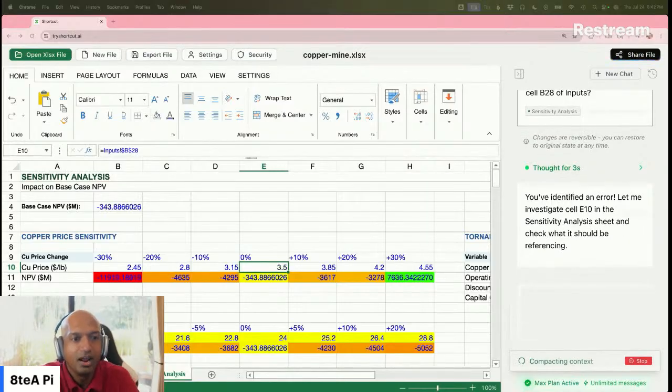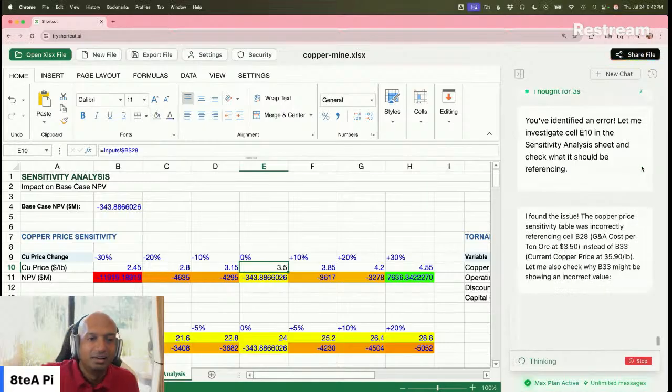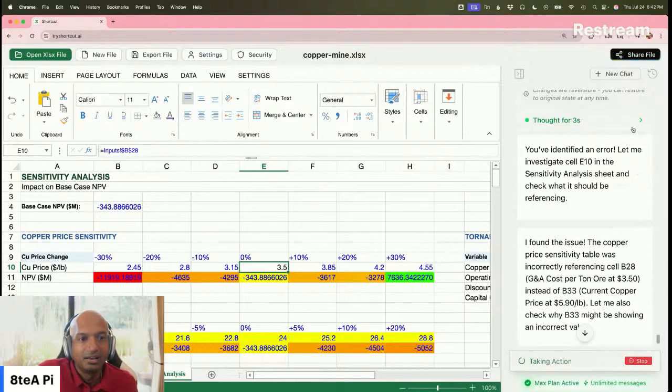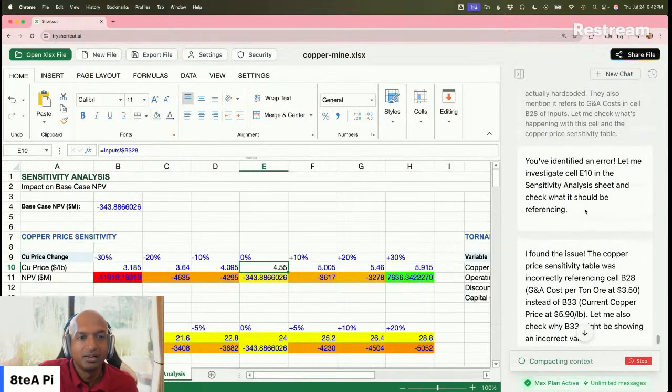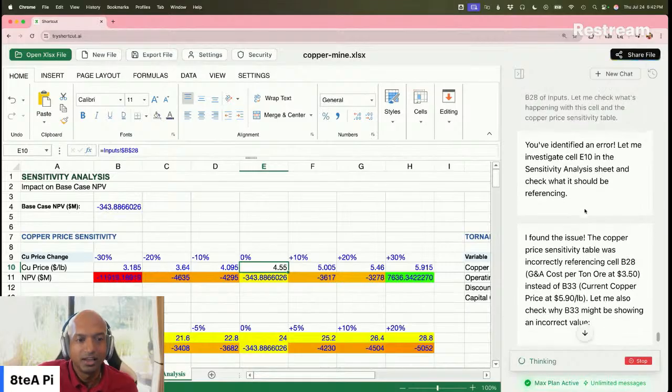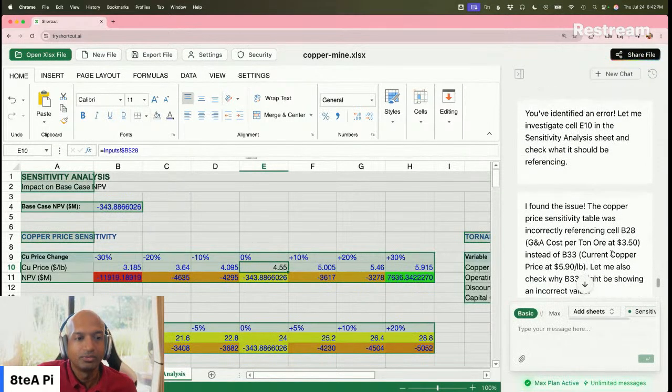You've identified an error. The user is asking about cell E10 in the sensitivity analysis sheet. They're saying it's shown in blue, indicating hard-coded, but asking if it's actually hard-coded. They also mention it refers to G&A cost in cell B28 inputs. Let me check what's happening. I found the issue. The copper price sensitivity table was incorrectly referencing cell B28 G&A cost per ton copper at 350.